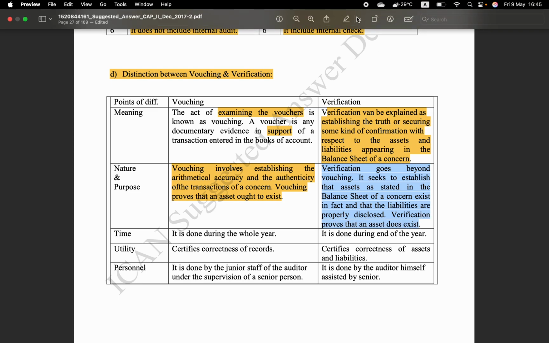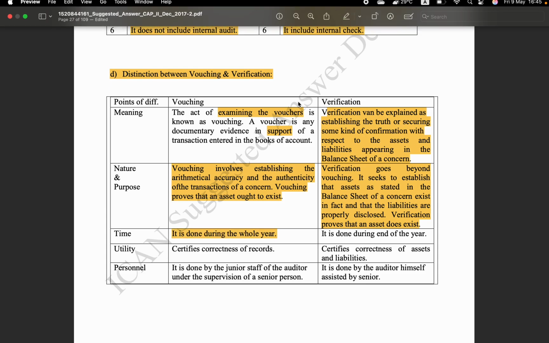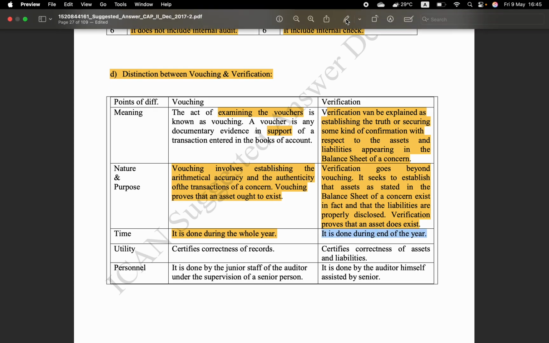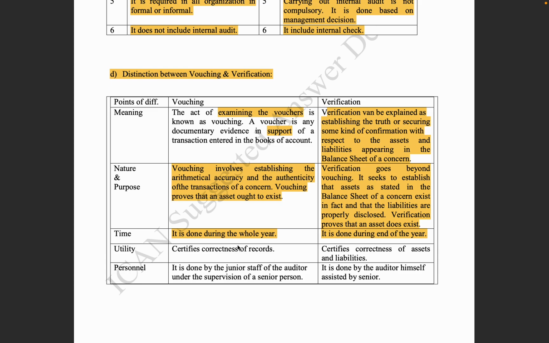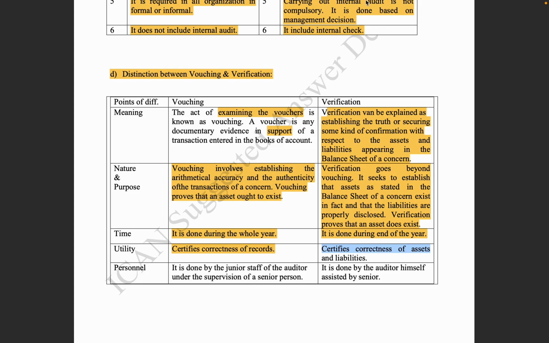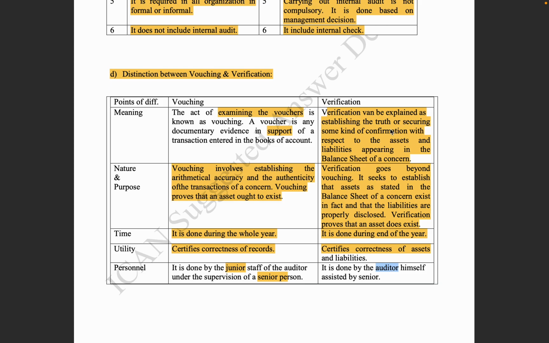Vouching does not prove that the asset does exist. Vouching is done during the whole year, while verification is done at the end of the year or on the balance sheet date. Vouching certifies the correctness of the records, while verification certifies the correctness of assets and liabilities. Vouching is done by the junior staff of the auditor under the supervision of a senior person, while verification is done by the auditor himself, assisted by the seniors. Thank you.